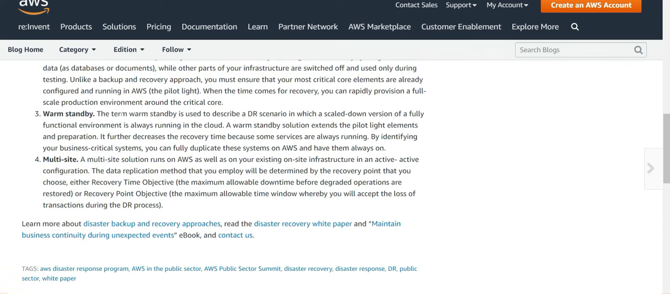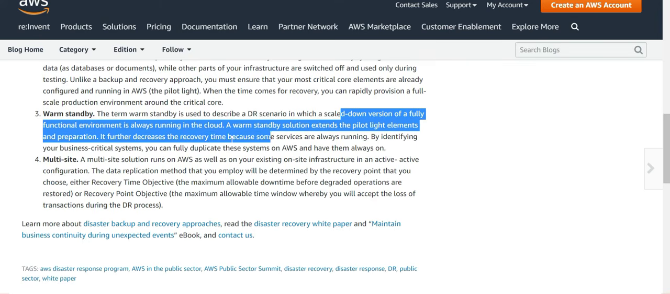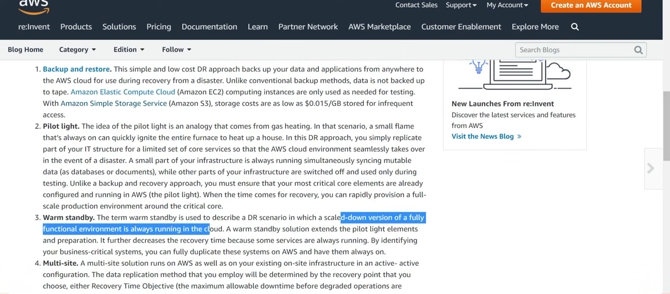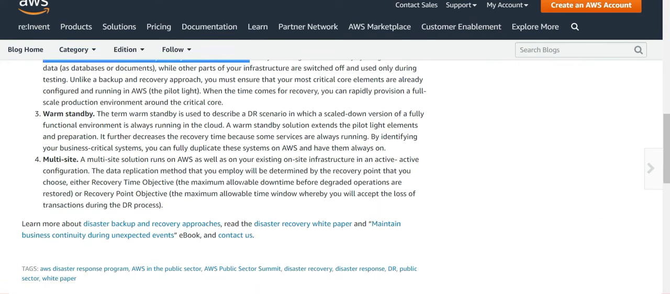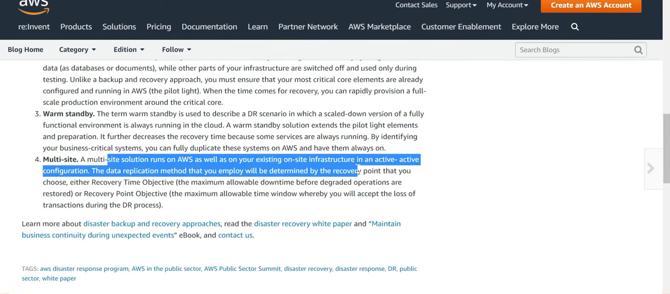Warm standby. The term standby is used to describe a DR scenario in which a scaled down version of a fully functional environment is always running in the cloud. Okay, so in this DR approach, you simply replicate part of your IT infrastructure to a limited set of core services. And here it's saying a small portion is always on. And let's look at multi-site. The multi-site solution runs AWS on your existing infrastructure in an active configuration.